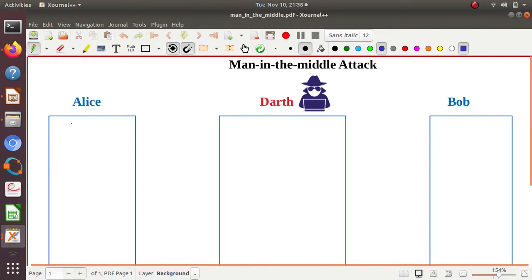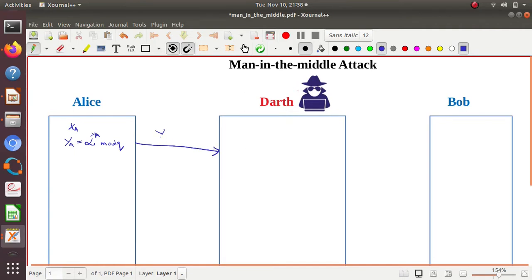Alice generates a secret key XA and computes its public value YA equal to alpha to the power XA mod Q, where Q is the prime number and alpha is the primitive root. Then this will be transmitted.